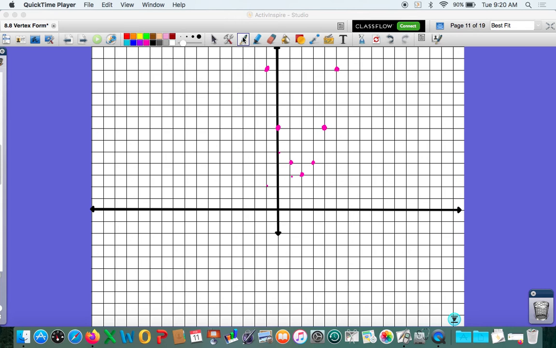Okay. Here's my parabola. Draw yourself your line. Don't forget your arrows. Okay. And there's your parabola. Okay. So that's the first one.